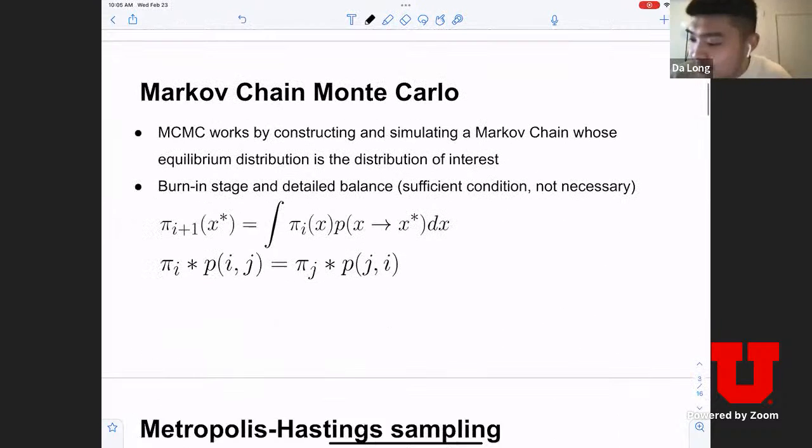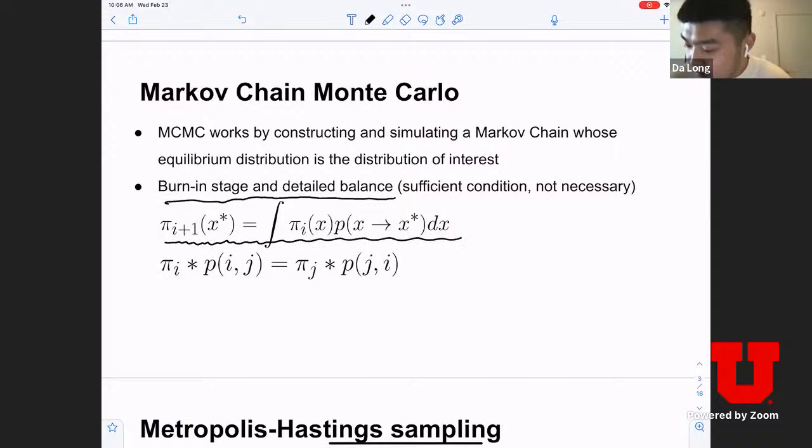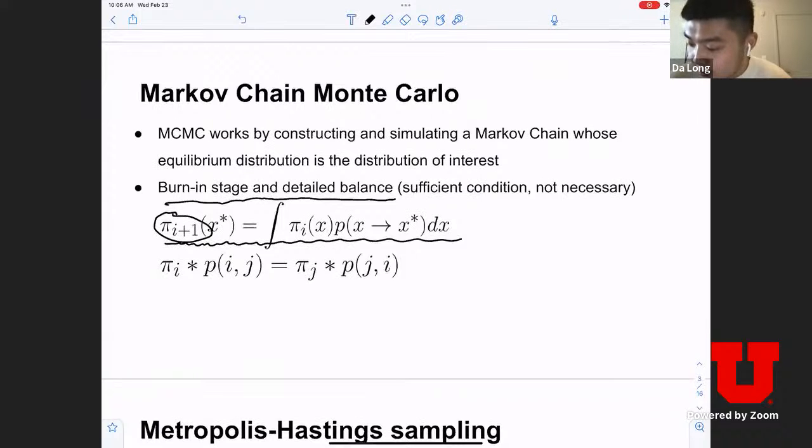So the first part is MCMC. I think you all know that after the burn-in stage, the Markov chain will converge to a stationary distribution, such that it will satisfy detailed balance. This is the definition of detailed balance. Here pi is the stationary distribution. It means that from step i to step i plus 1, the distribution is the same, so it reaches detailed balance.